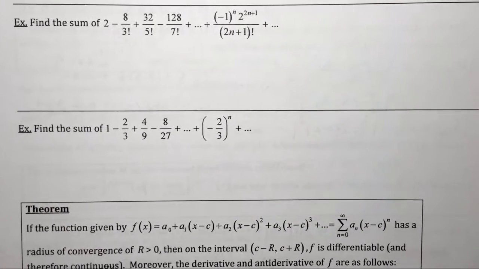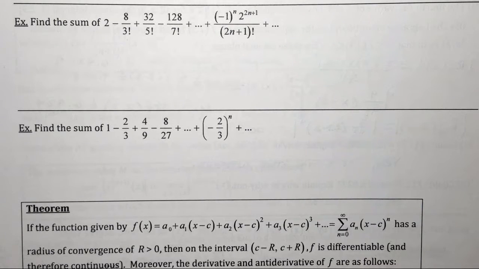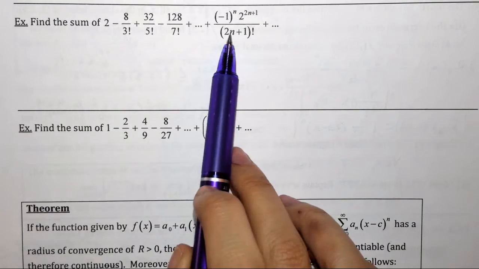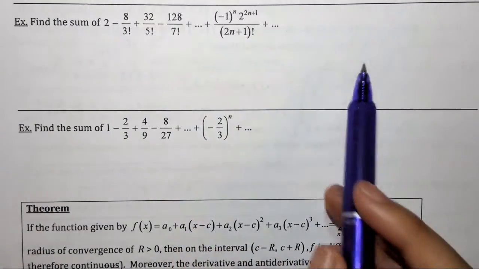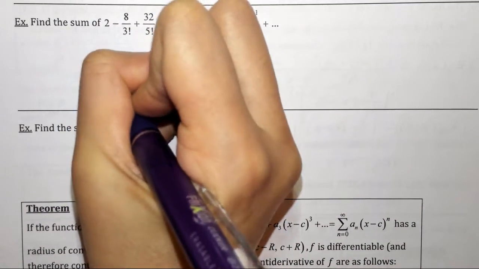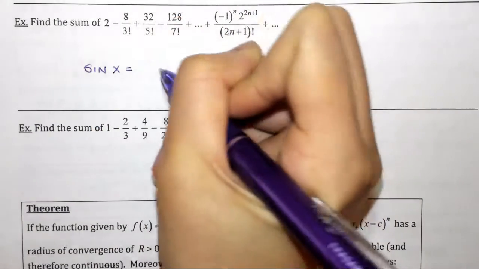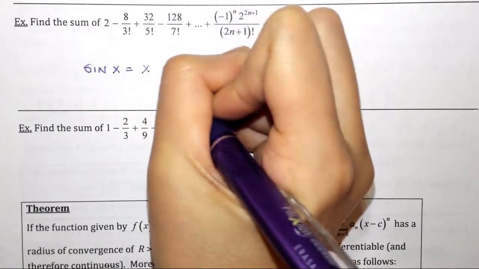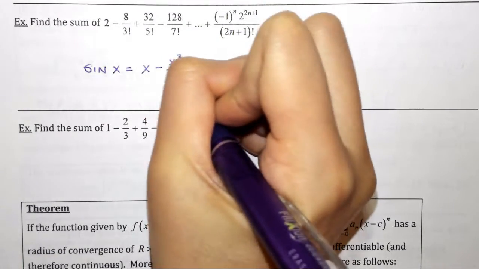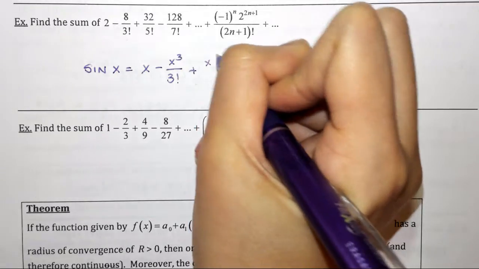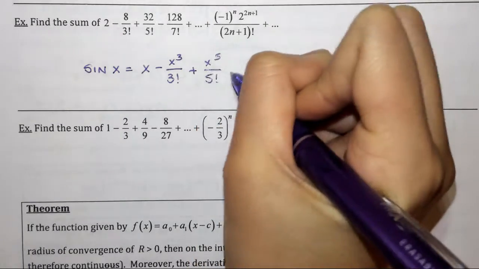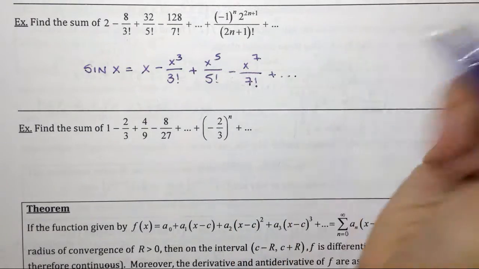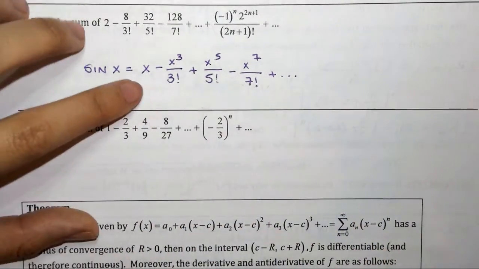We've got 2 minus 8 over 3 factorial. Well, hey, first thing you notice, 3 factorial, 5 factorial, 7 factorial, 2n plus 1 factorial. That kind of looks like a sine function. Sine x is x minus x cubed over 3 factorial plus x to the 5th over 5 factorial minus x to the 7th over 7 factorial.